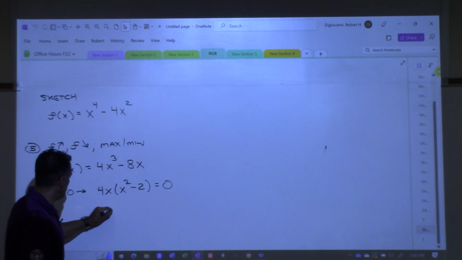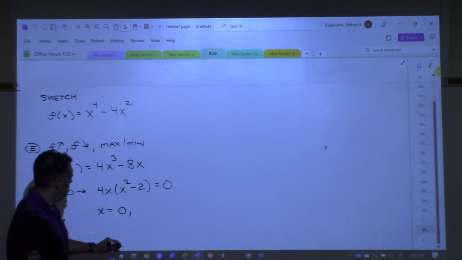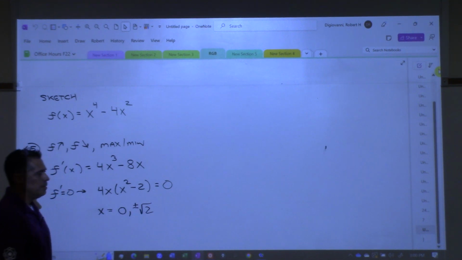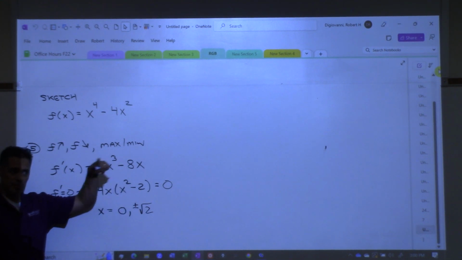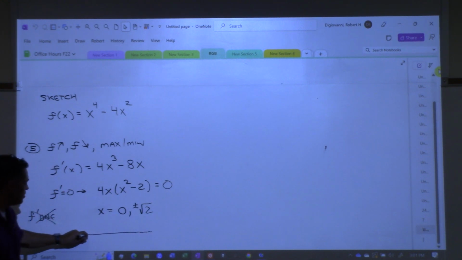Can anyone tell me what my 3 solutions are? 0, plus or minus root 2. So there are a couple ways you can do that. You can just set that to 0 and then set that to 0, move the 2 over, take the square root on both sides. You get 3 answers. Do I need to look at where it doesn't exist? No, because it's a polynomial, right? Okay, so now what? Yeah, we're going to need test points. So put those answers on a number line.